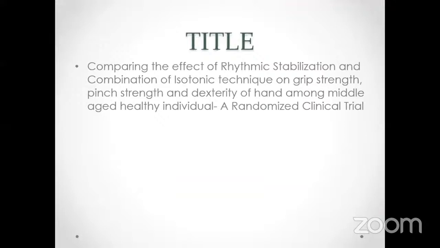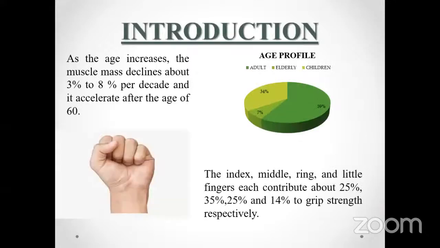The title of my study is comparing the effect of rhythmic stabilization and combination of isotonic technique on grip strength, pin strength, and dexterity of hand among middle-aged healthy individuals, a randomized clinical trial. About 60% of the population in India is of adult population, of which about 50% is dependent. What is important here is the normal population's grip strength, which we mainly don't focus on. As age increases, about 3 to 8% of body mass declines, so it is important to focus on that.